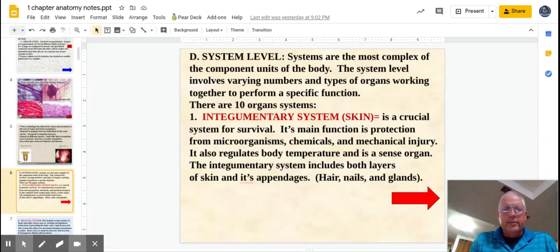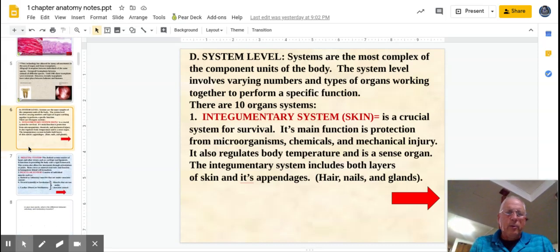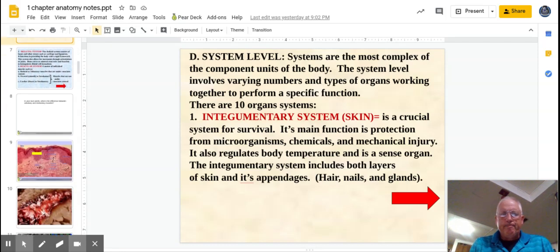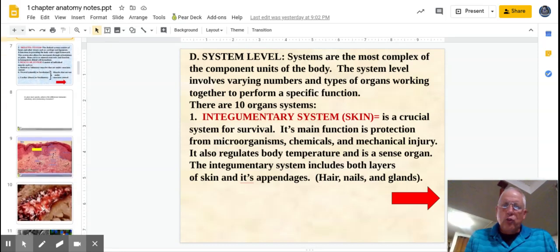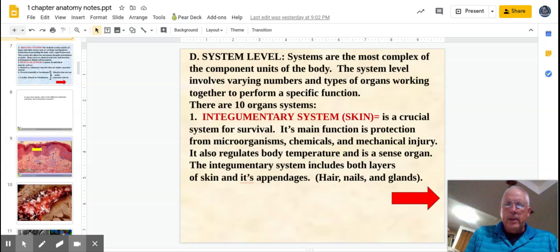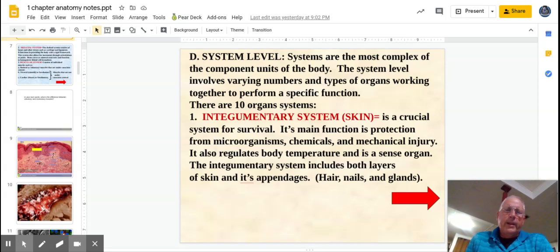The integumentary system is basically a fancy word for the skin. And it's a crucial system for your survival. The main function is protecting us from microorganisms, chemicals, mechanical injury. It regulates our body temperature. It's got all the sensation organs in there, so we can feel hot, cold, rough, smooth, all those things that we do every day. Not going to say much about the skin because, again, we have whole chapters on it later, but I will say this.